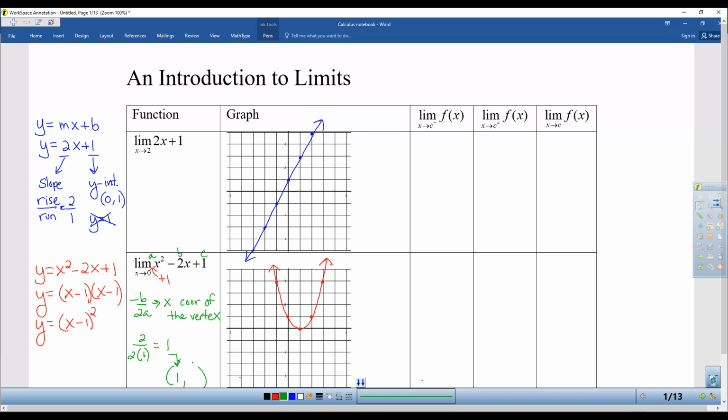It's still your job to go back in and plug 1 in. And if you plug in 1, you'll get 0, which we already knew. So either way, you can find the vertex using negative b over 2a, or you can factor and find the x-intercepts. But either way, that's a little reminder on how to graph a parabola.